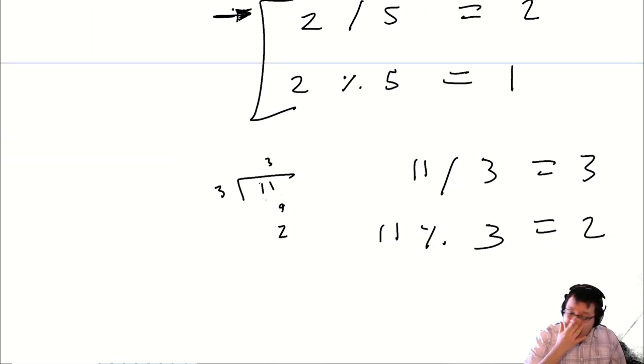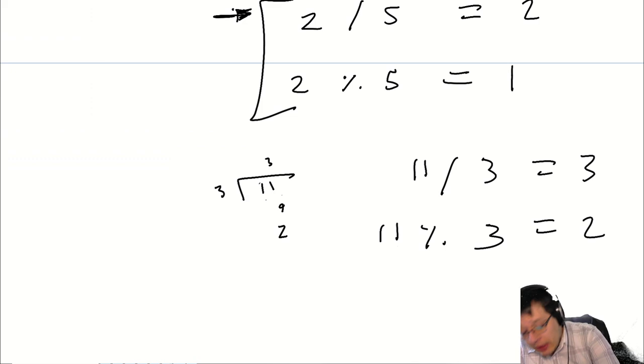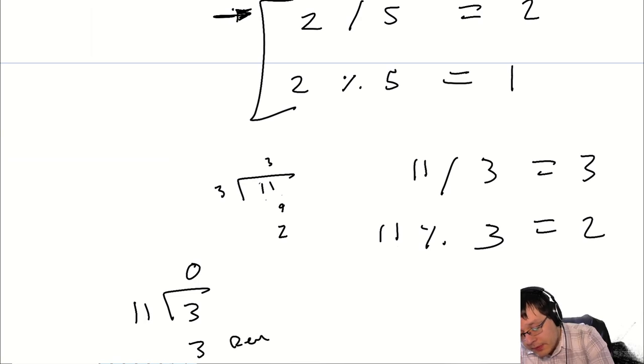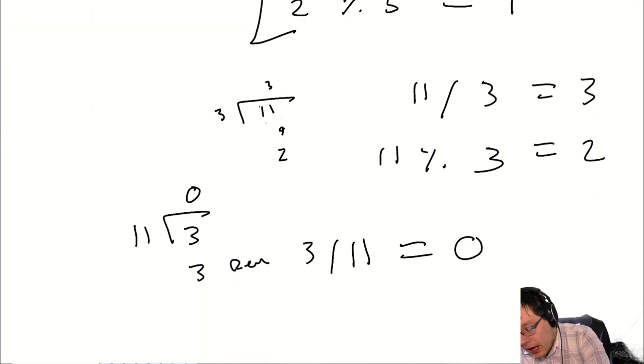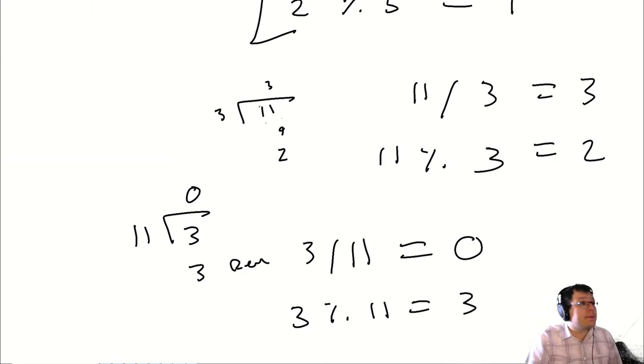Because let's actually do that. What if we did 3 divided by 11? Well, then that would actually be drawn like this, right? In this case, it would actually be 0 here and the 3 would be a remainder. So if I was to do, as I had it before, 3 divided by 11, this would give me a 0, and then 3 mod 11 would give me a 3. Okay, thank you for reminding me about that.